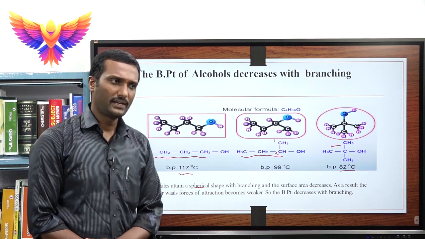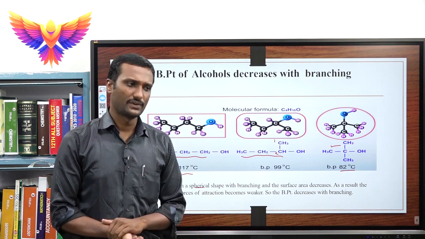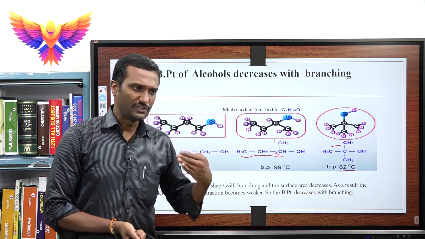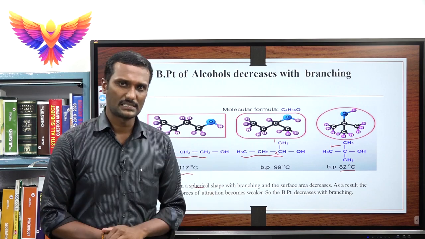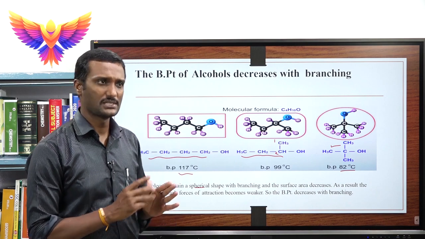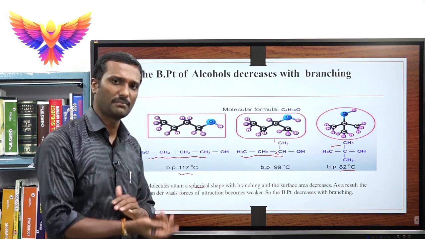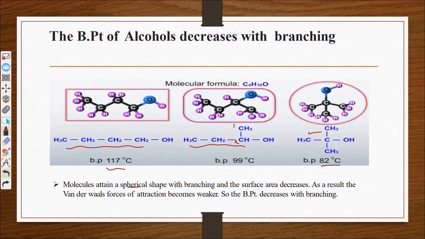Very important in all the chapters: functional groups, physical properties, the acidic nature. They will ask by comparing with some other examples. So you can see there is branching here, so a lesser boiling point than this. Okay, we'll go to the next slide.